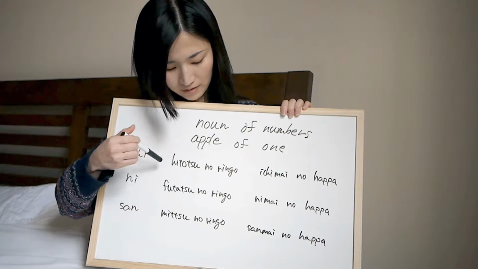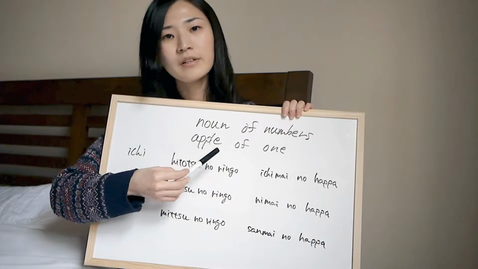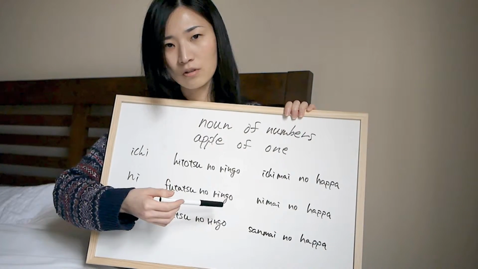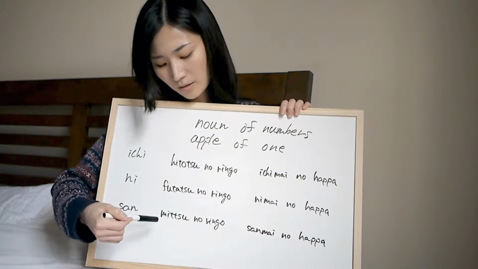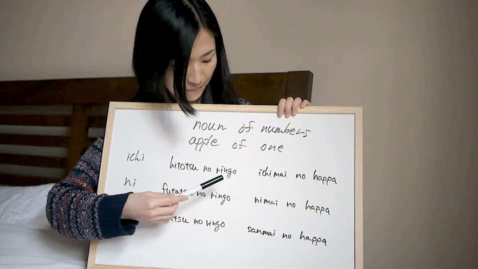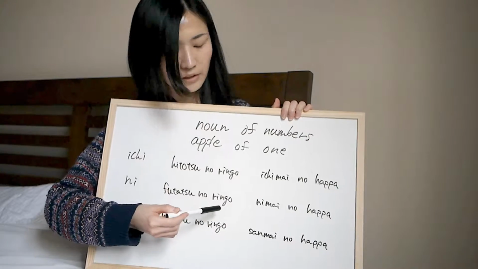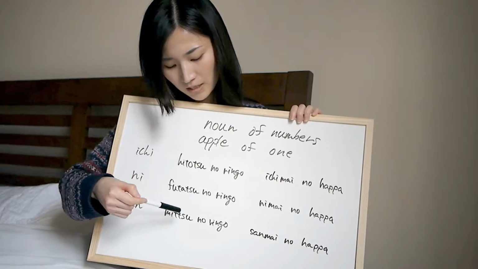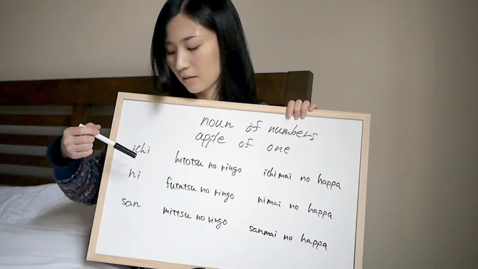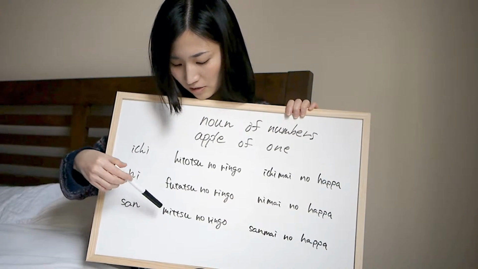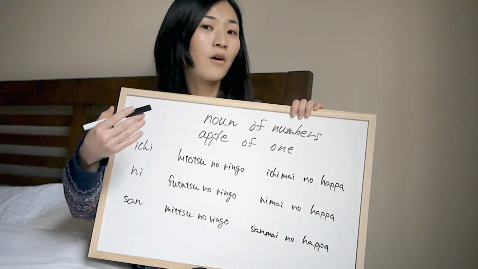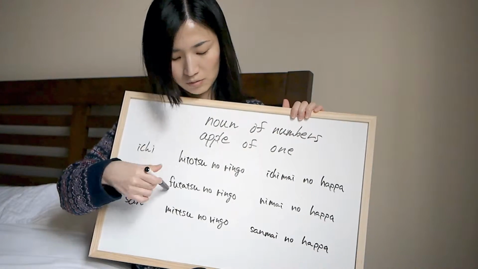So the first one, an apple, 1つのリンゴ, and 2つのリンゴ, 2 apples, 3つのリンゴ, 3 apples. So here Ringo is apple, and no matter how many, Ringo doesn't change, it's always Ringo. Instead the number changes: 1つ, 2つ, 3つ. This is what is used for general objects.